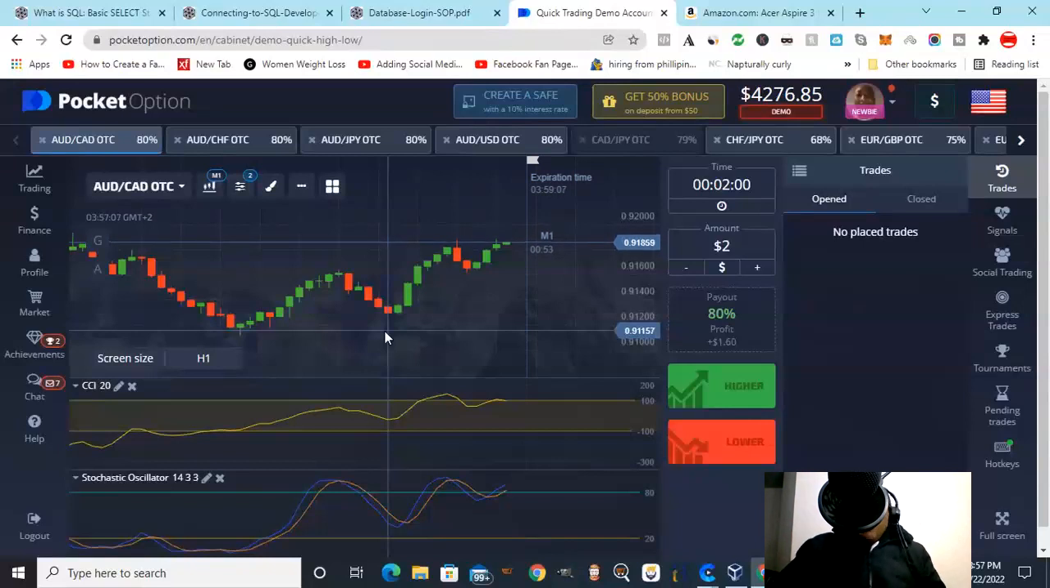Okay, so basically for us to draw our support lines, this is Pocket Options.